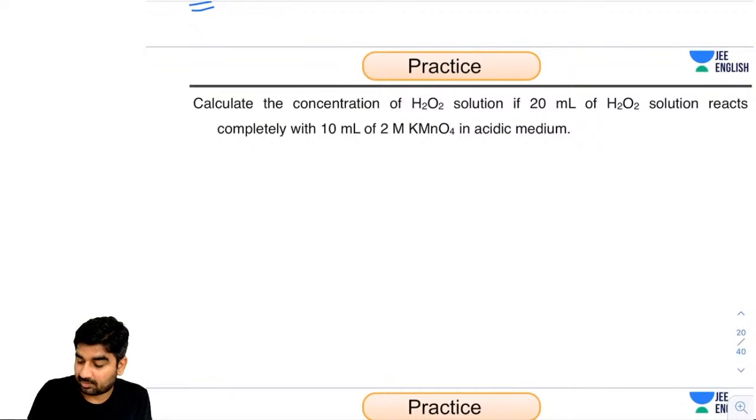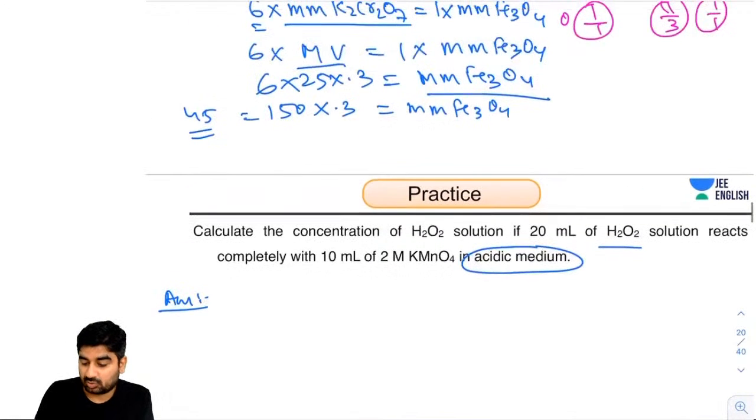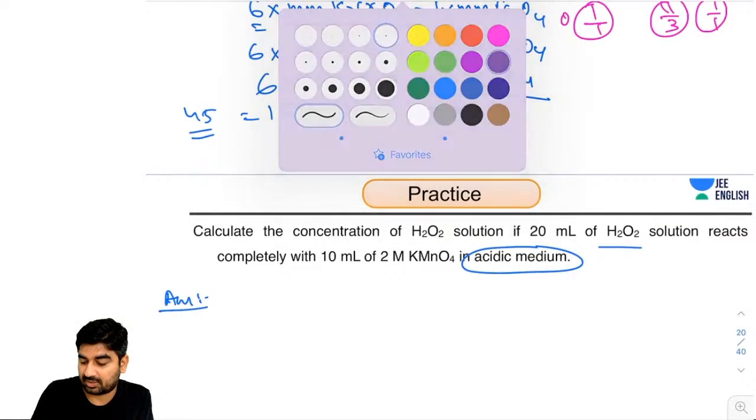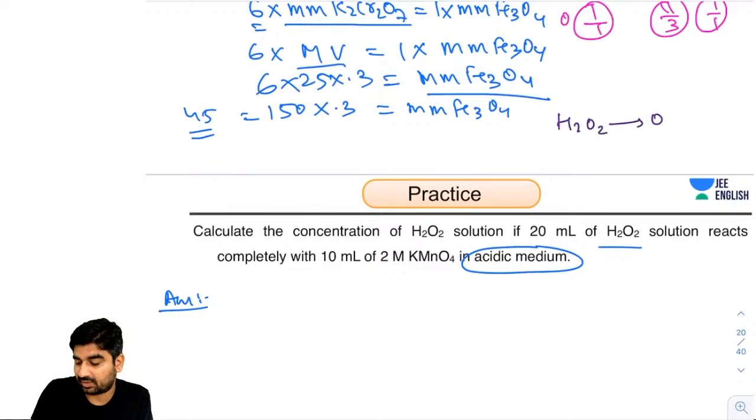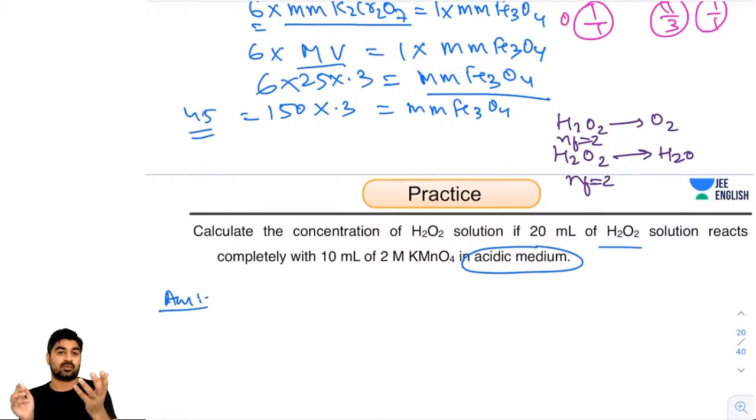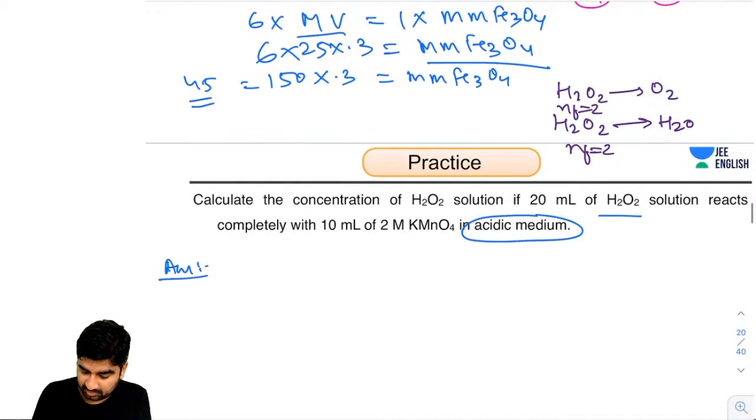Now guys, KMnO4 is the oxidizing agent and the medium is acidic. So what will be the reaction here? You should know that I told you when oxidation of H2O2 takes place, you will get O2, and when reduction takes place, you will get H2O, and the N factor is 2 in both cases. Whether it is being oxidized or reduced, in both cases the N factor will be 2. Right? Okay, now let me solve it.